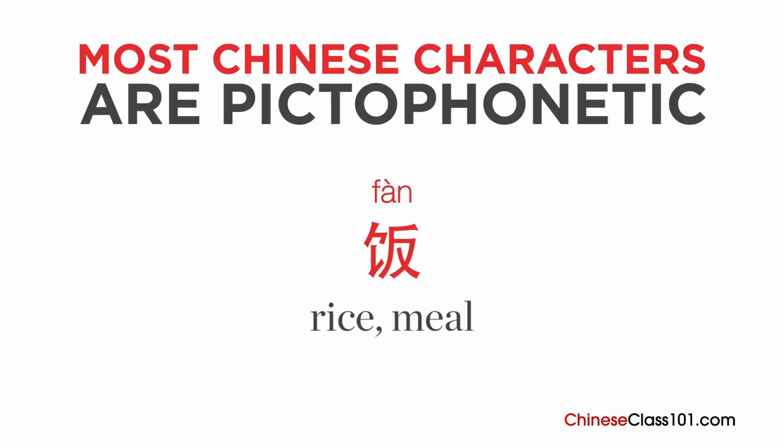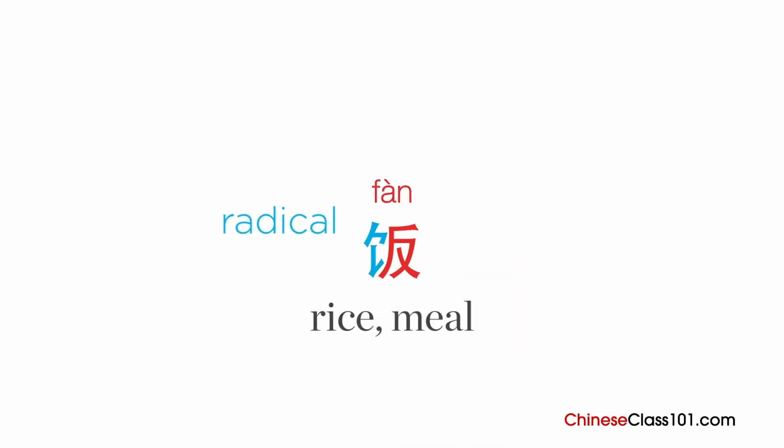Most Chinese characters are pictophonetic. They consist of a radical and a phonetic element. These are the technical terms for the components we just talked about. The radical often suggests the meaning of a character. The phonetic part indicates the original pronunciation, which may or may not be the modern pronunciation.